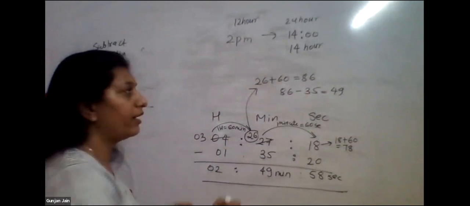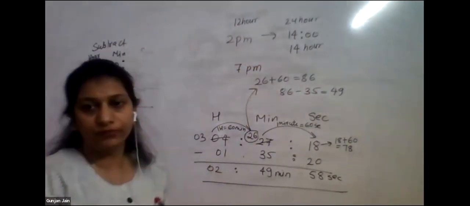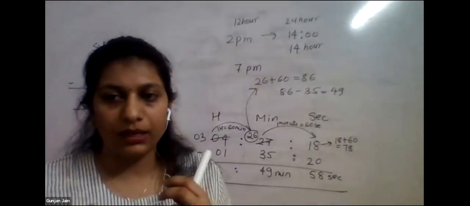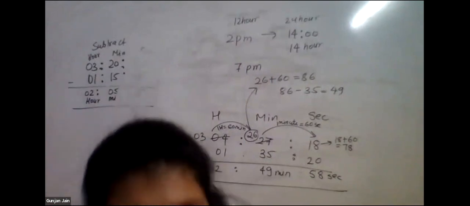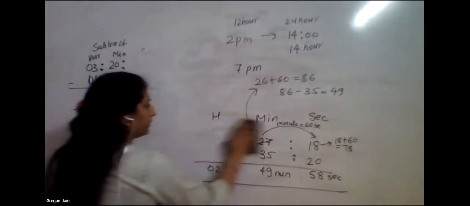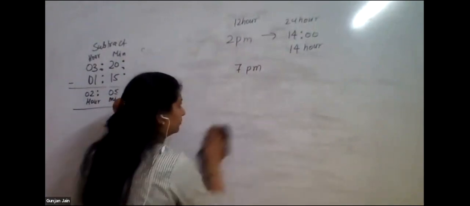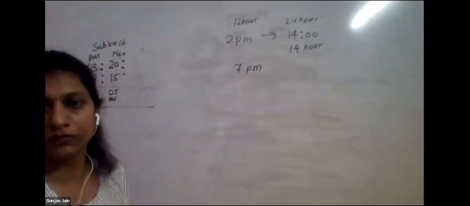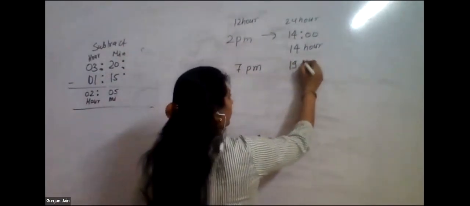Now, if I ask you 7 p.m., how will you write it in 24-hour format? 19 hours, correct.